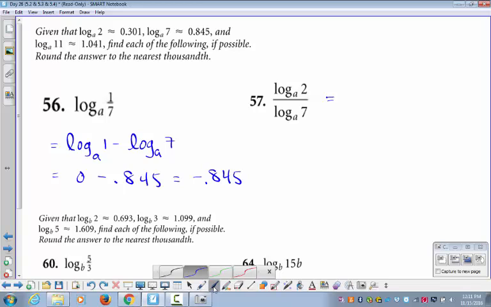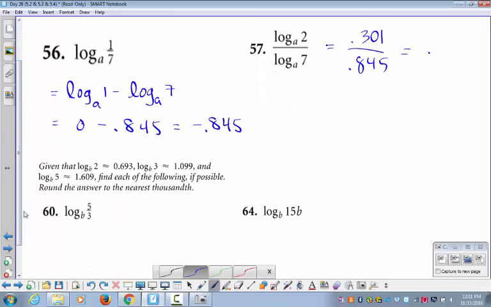This one over here, nothing special here. They give us both of these. They tell us that the value for log base A of 2 is 0.301, and the value for log base A of 7 is 0.845. So somebody type that into your calculator and give me 3 decimal places for that. So 0.301 divided by 0.845. 0.356. Thank you.